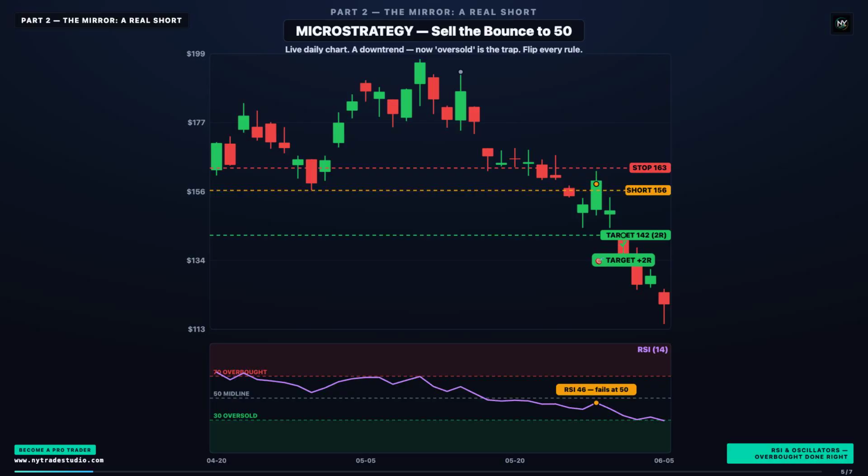But here is the part that traps almost everyone. As price collapses, the RSI drops below 30, deep into oversold. The textbook screams buy, it is oversold, it must bounce, so the beginner buys, and the stock keeps falling from 136 all the way to 120, still dropping. That is catching a falling knife. In a downtrend, oversold is not a floor, it is just strength to the downside. You do not buy oversold in a downtrend, the same way you never sell overbought in an uptrend.